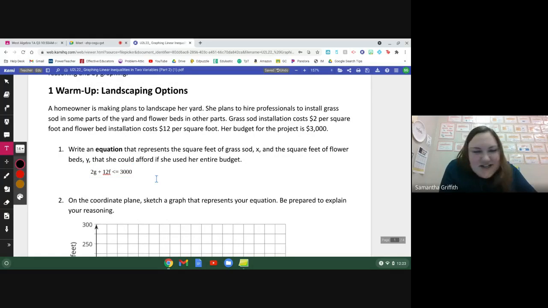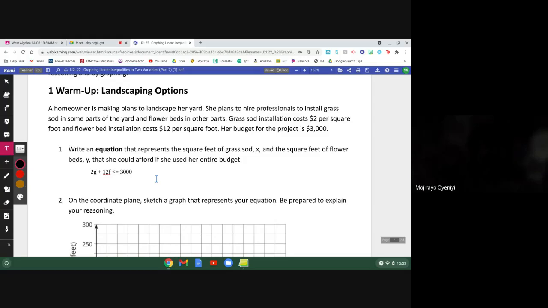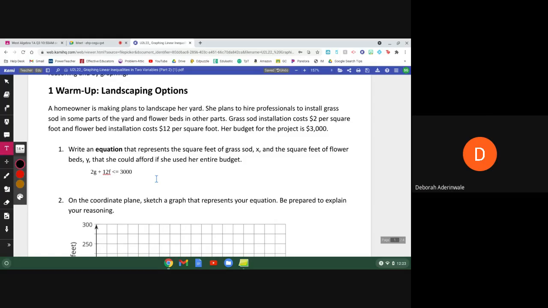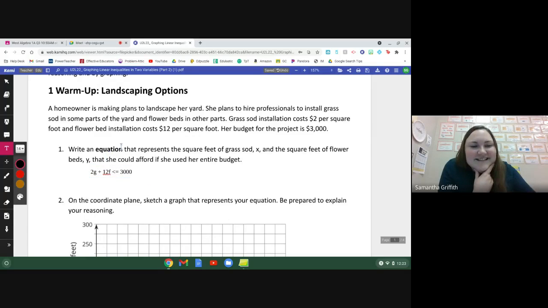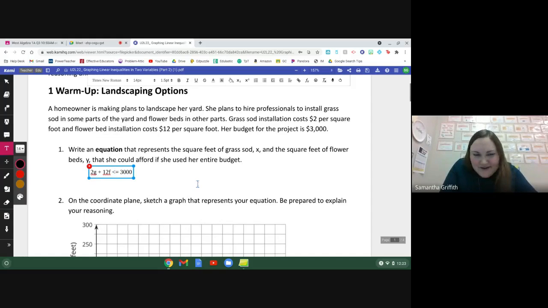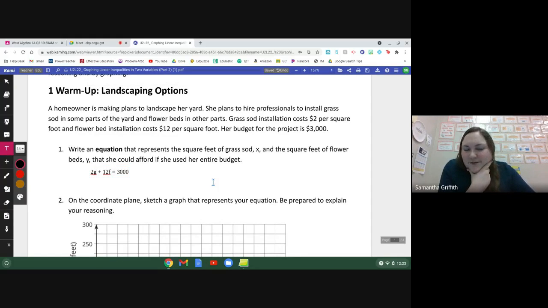Moji Raya and Sheila, do you agree? Disagree? Is there anything you would change? Let me read the question. An equation, not an inequality. Okay, so I hear Sheila pointing out it says an equation because we're spending the entire budget. So if we want that to be an equation, let's change it to equals. So 2G plus 12F equals 3,000.